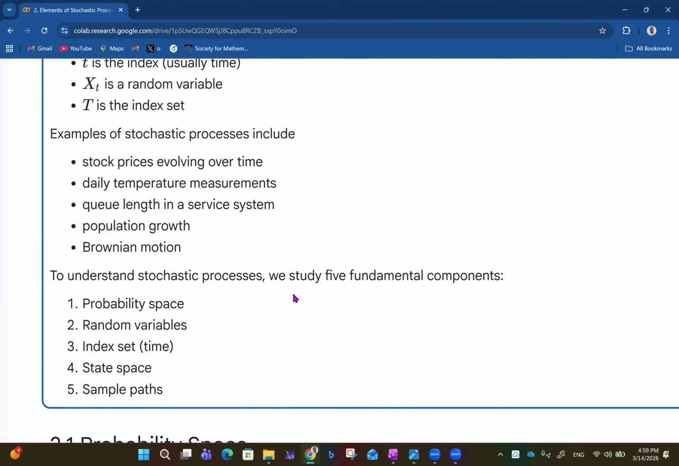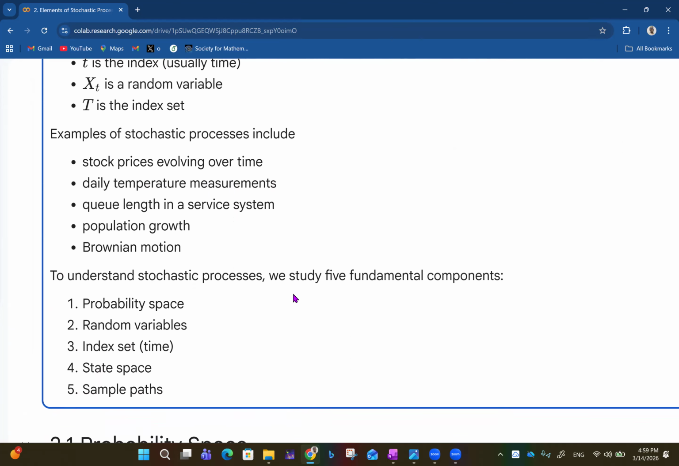Examples of probabilistic processes include stock prices evolving over time, daily temperature measurement, queue length in a service system, population growth, and Brownian motion. To understand stochastic processes, we study five fundamental components: the probability space, the random variables, the index set of time, then the state space and sample paths. So let's start with the probability space.